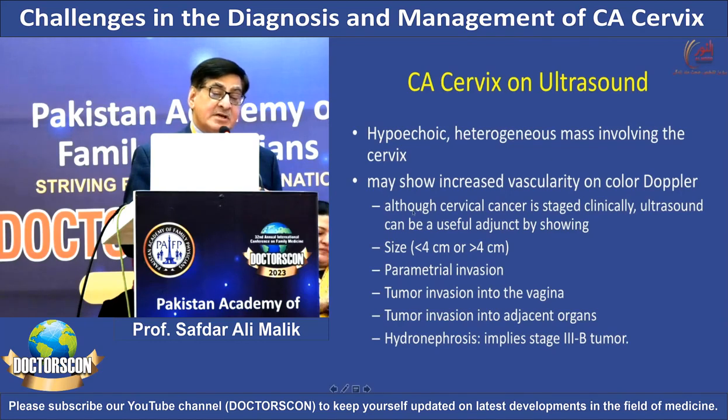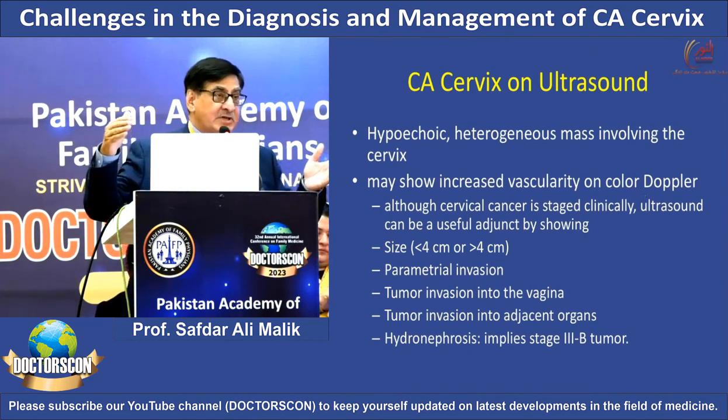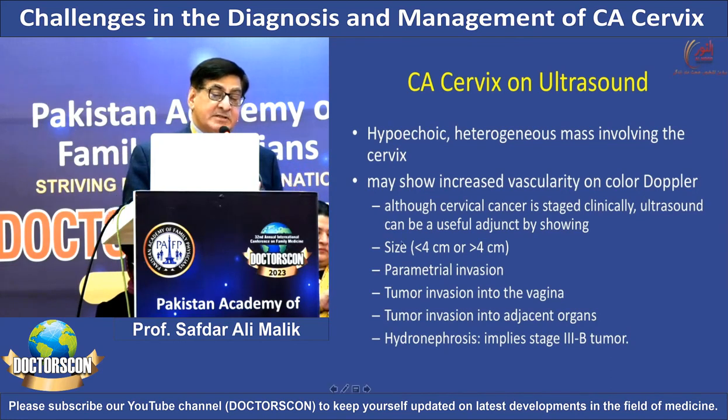Heterogeneous, involving the cervix, may show increased vascularity on color Doppler. Normal cervix shows minimal blood flow at the periphery, which is because of the arcuate vessels. Very minimal flow at the level of the interface. But in this case, you will see rich blood flow.